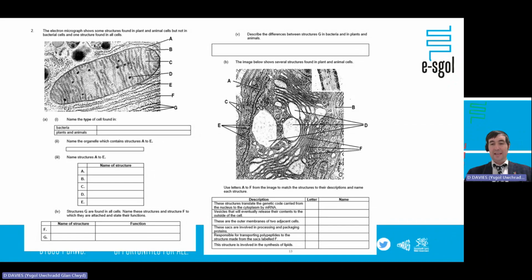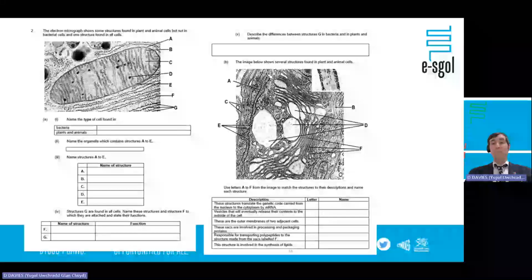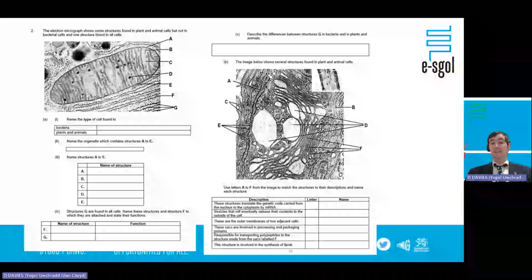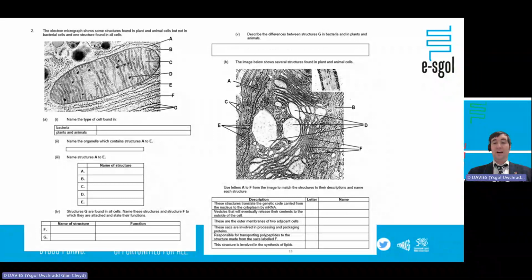Okay, so here, this time they've given you the function. Now they want you to tell us the name of the structure and what letter it represents. So again, just recall, what do these bits do? I'll give you a couple of minutes now on that, or you can just stop the video and I will put the answers up just now for you.